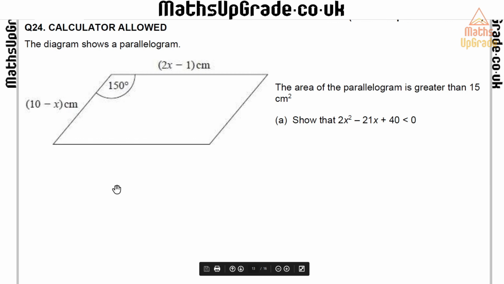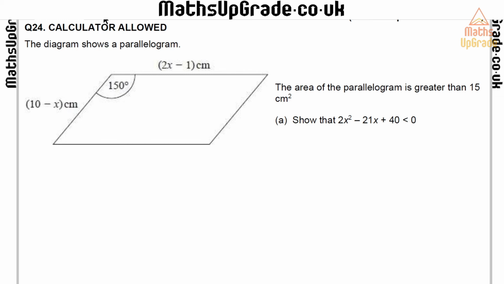Question 24 is a 6-mark question. I'm given a parallelogram. I'm given the length of the two sides as being 10 minus x and 2x minus 1. And I'm given the angle between them is 150 degrees. The area of the parallelogram is greater than 15 centimeters squared. Show that 2x squared minus 21x plus 40 is less than 0.